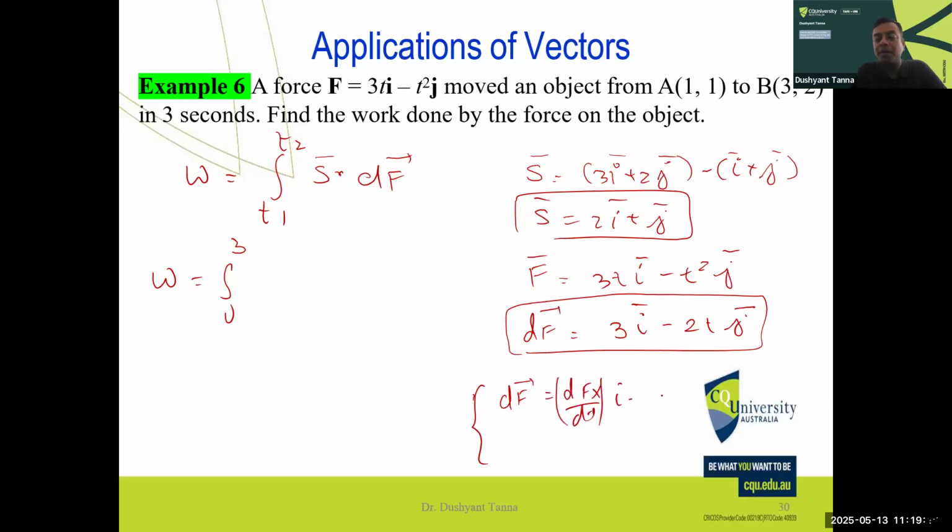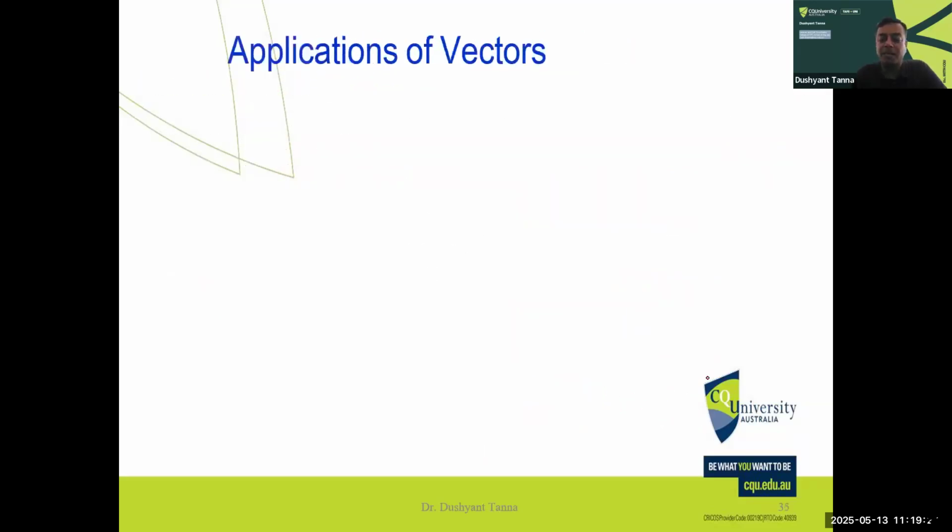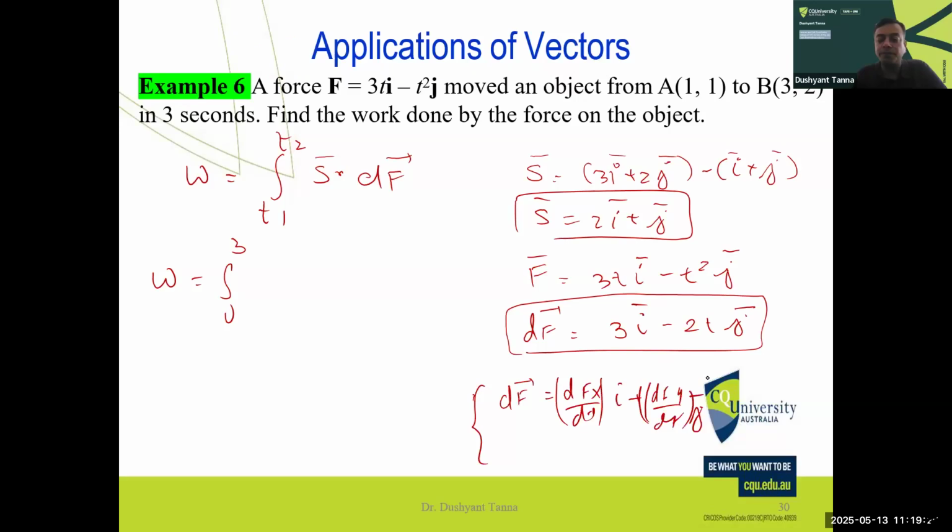because that's time dependent, and dFy by dt j. But it's the same thing that I did. Right, 0 to 3. S is 2i plus j, dot dF. It's a dot product. Simple. Don't worry about integration yet. Just the dot product.